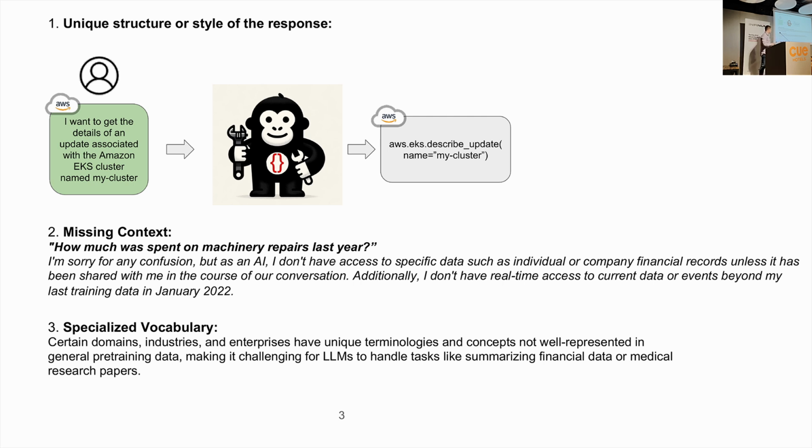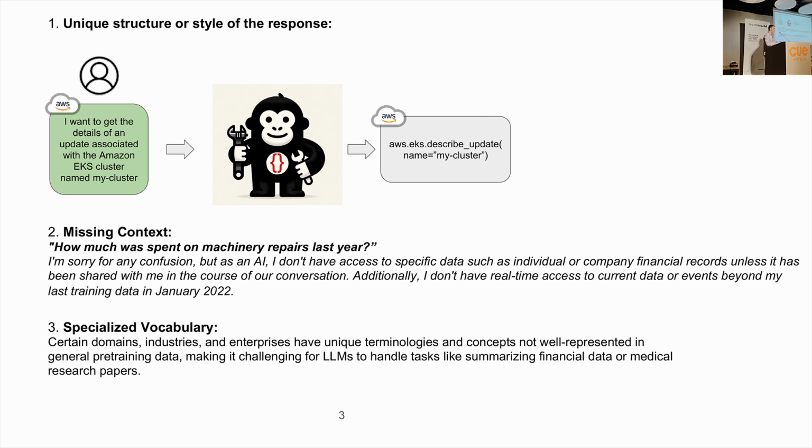The second example is missing context, because probably when we ask the LLM a question about real-time data, the weather, or in this example, how much was spent on machinery repairs last year, we will get some answer like, okay, I'm an AI bot and I don't have access to real-time data. And we can avoid this kind of answer with some techniques that I will talk about.